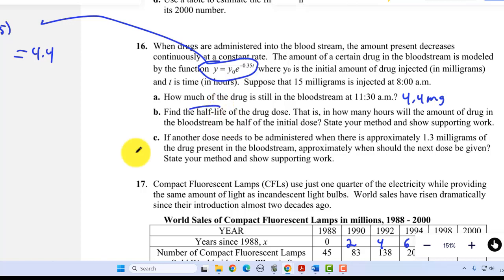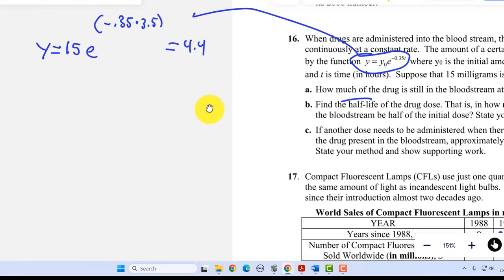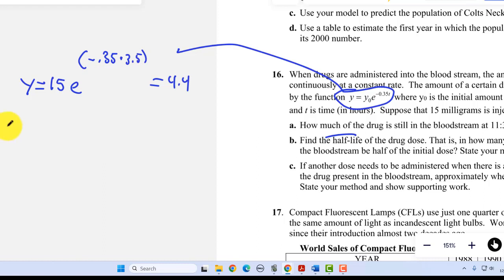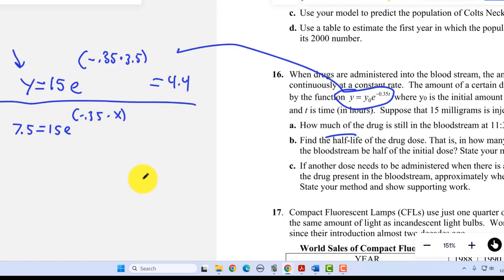Now it says find the half-life. Well, remember, if we start with 15 milligrams of the drug, half of 15 would be 7.5. So in the future, you're going to have half, which is 7.5. But we don't know the time. The time is what we don't know. So we have to solve this equation for x. So I think we should just graph this. Graph both sides of the equal sign and solve for x.